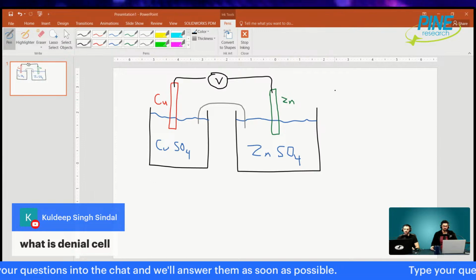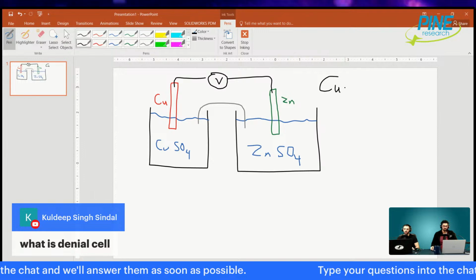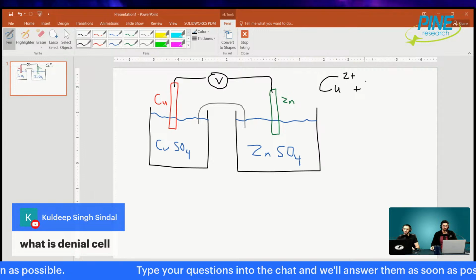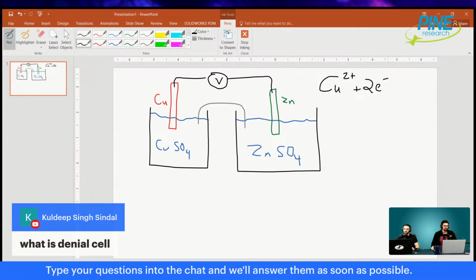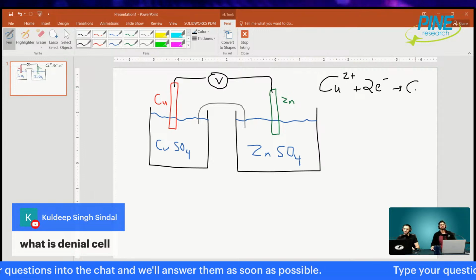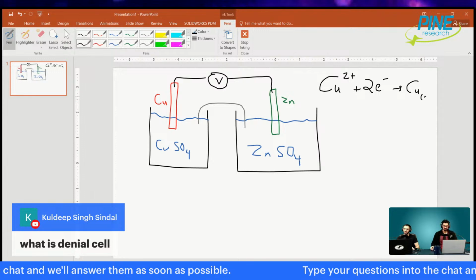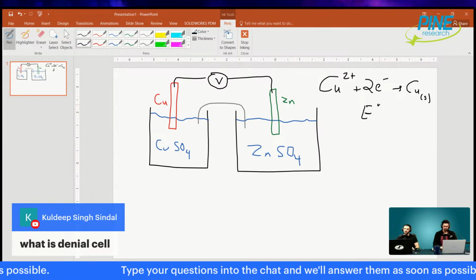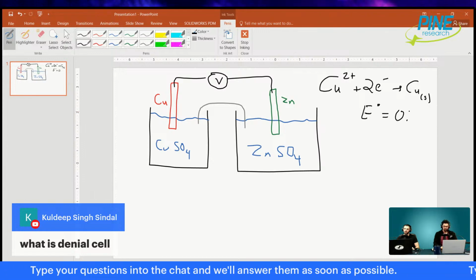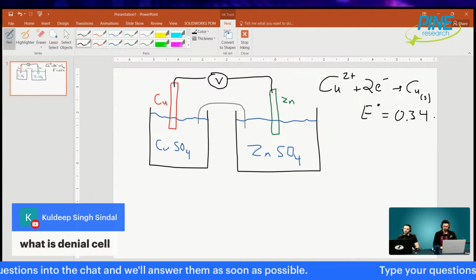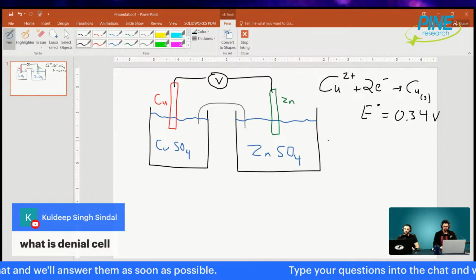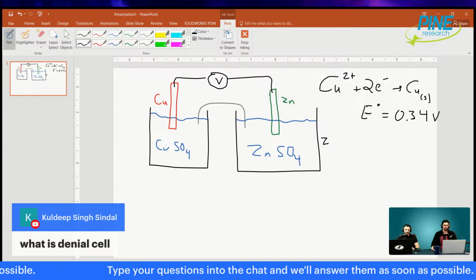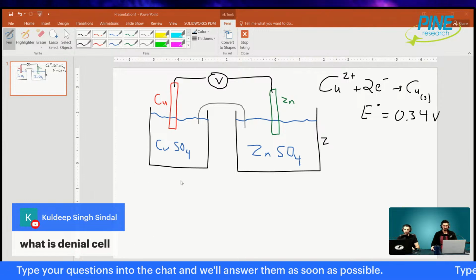So what we have is Cu2+ plus 2 electrons goes to copper metal, and the E0 for this is, let's just say, 0.34 volts. And then we have a zinc reaction. Is it like minus 0.7? Was it minus 0.7 something? I guess I'll find it.